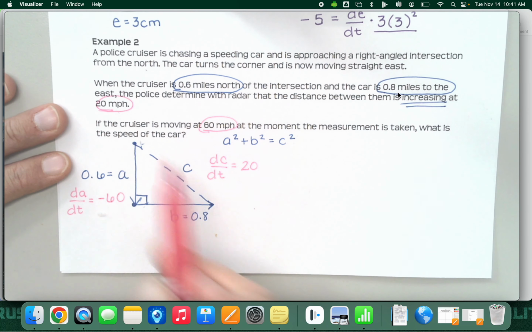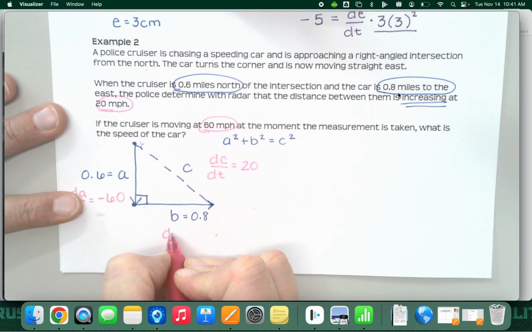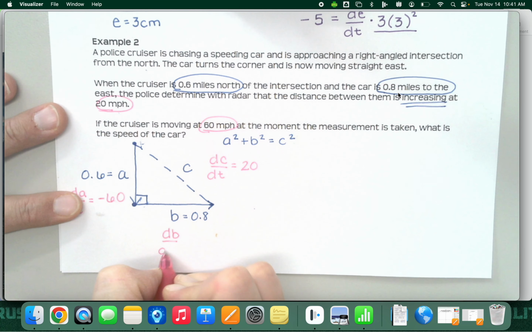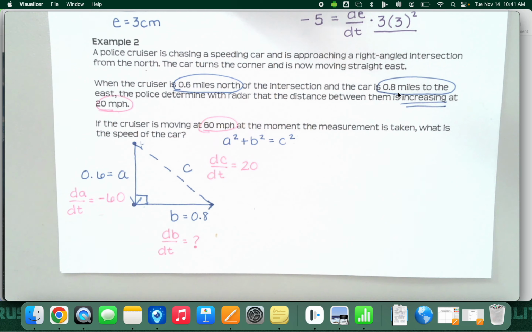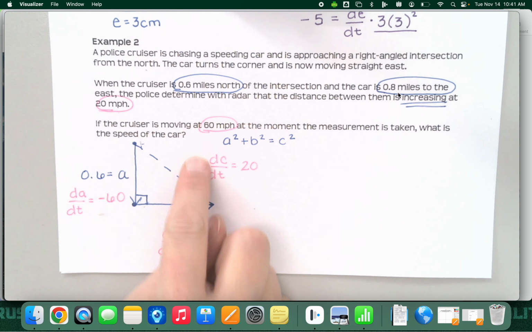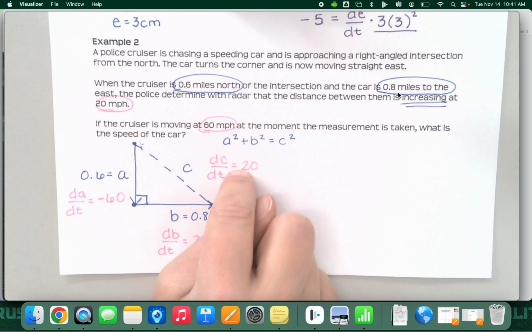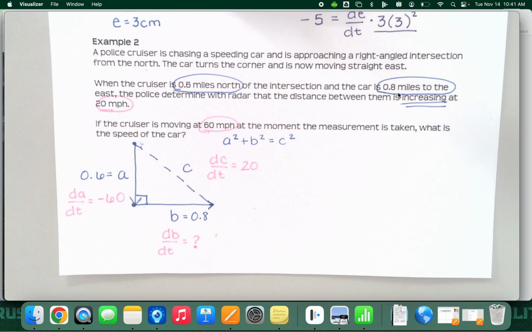And what I want to know is how fast is the car moving, which is how fast is this number changing? This is where the car is driving, right? So what I'm trying to figure out is dB/dt equals what? Okay? So we've got almost everything we need here. We've got our A, B, and C, and we've got our dA, our dB, and our dC over dt.